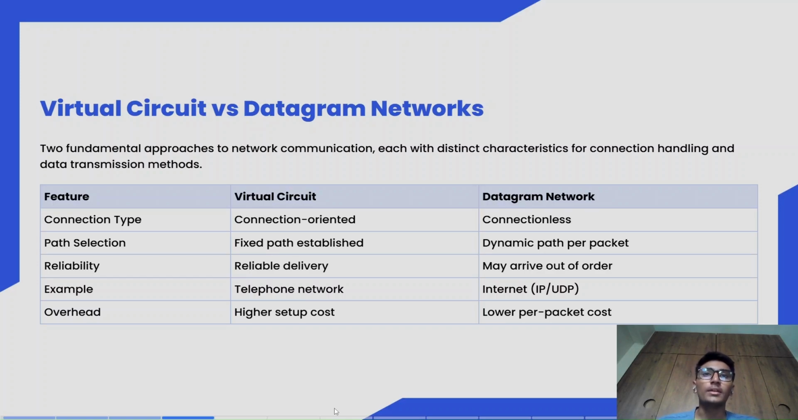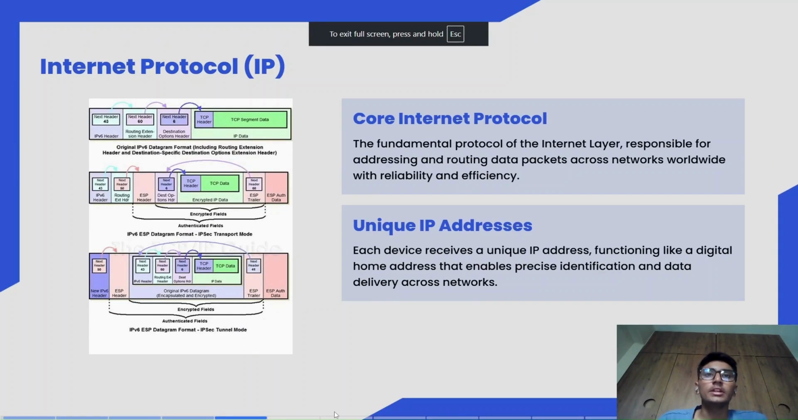The fifth one is the overhead. The virtual circuit may have a higher setup cost because resources are reserved, whereas the datagram network has a lower per packet cost because there is no initial setup fee. So our next topic is the Internet Protocol. The Internet Protocol, or IP, is the backbone of the datagram network. It is the fundamental protocol responsible for addressing and routing data packets across networks worldwide with reliability and efficiency. The core mechanism is the unique IP address. Each device receives one, which acts like a digital home address that enables precise identification and data delivery.